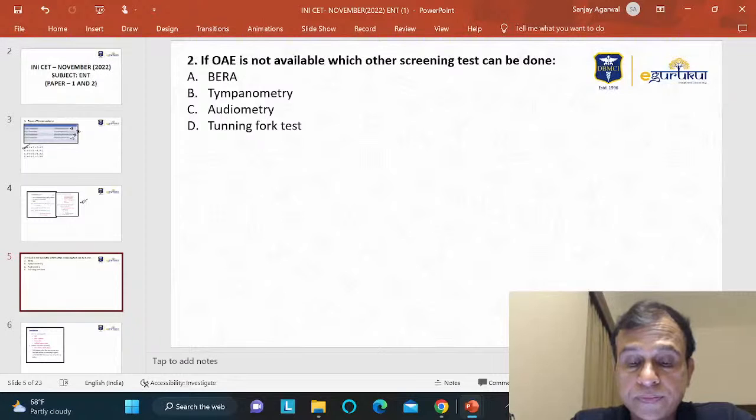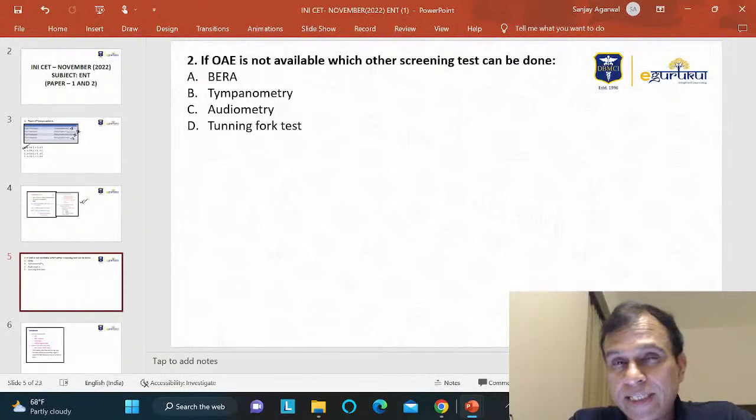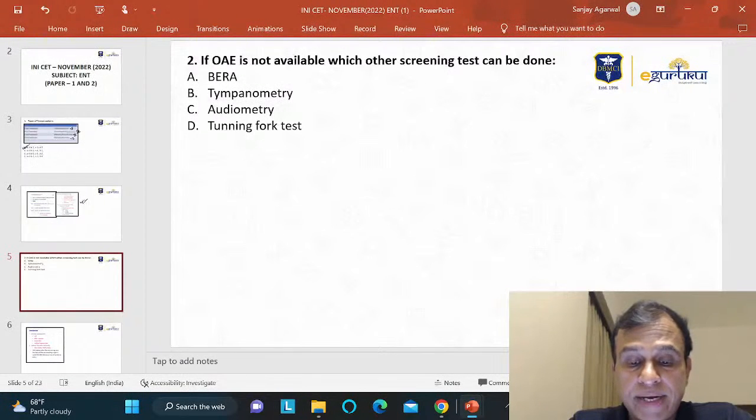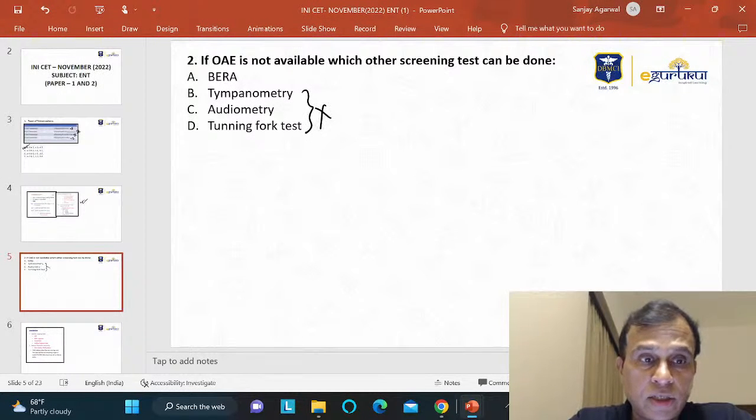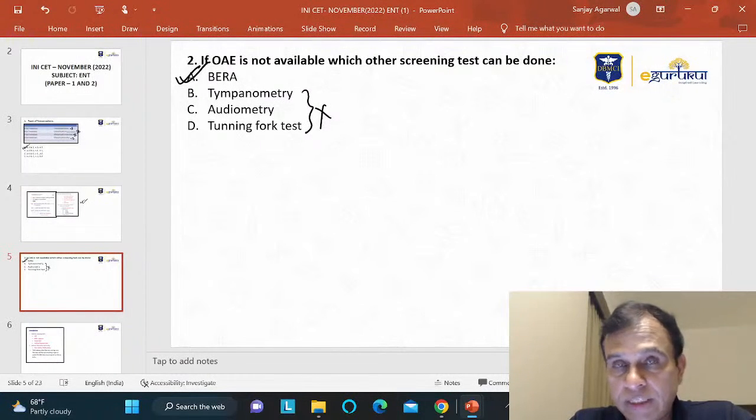and therefore most of the tests given in the choices are outdated. But if these were the 4 choices, BERA, tympanometry, audiometry, tuning fork, these three are not used for screening tests. So out of this, only BERA could be a correct answer if BERA was in the choices.